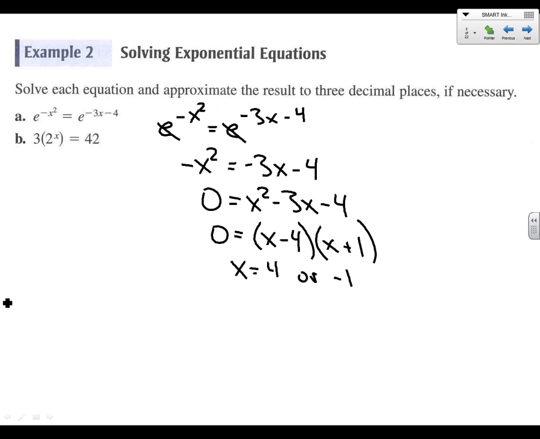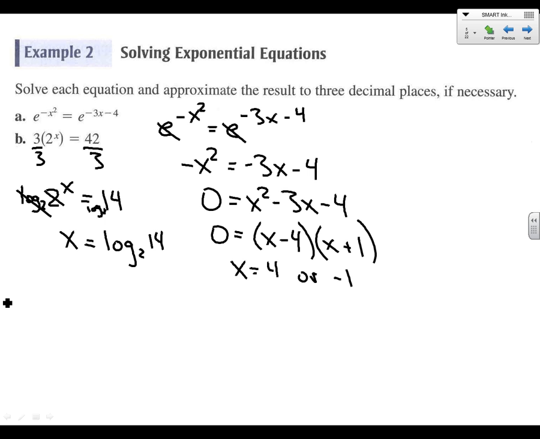All right, and on the second one, we're going to divide by 3 and get 2 to the x equals 14. We've got the x trapped up there in an exponent, so how do we get it out of there? We're going to put a log base 2 in front of it. But if we do that on the left, we also need to do it on the right. Rewriting, these cancel. x equals log base 2 of 14.